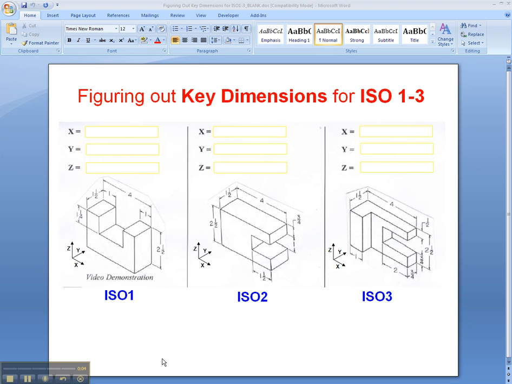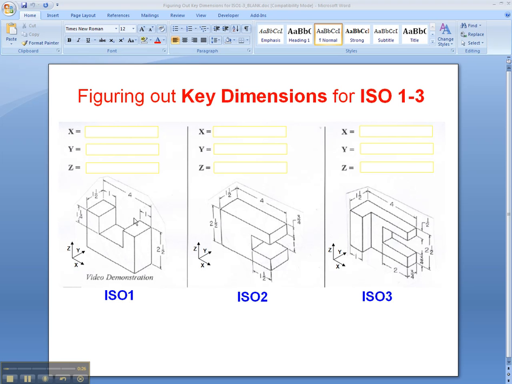What we're going to look at today is learning about key dimensions in Educator and how to take a drawing and see from the dimensions that are given on it how you figure out the key dimensions to put into Educator so that you can draw the 3D model of this 2D drawing.